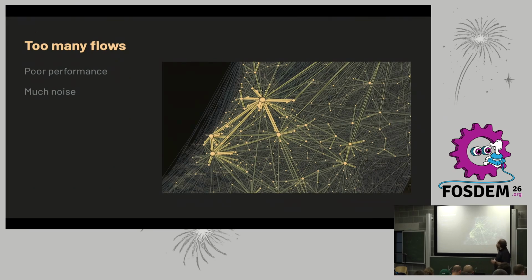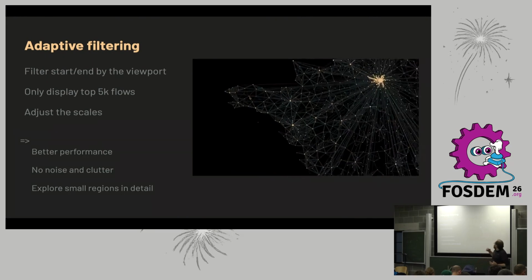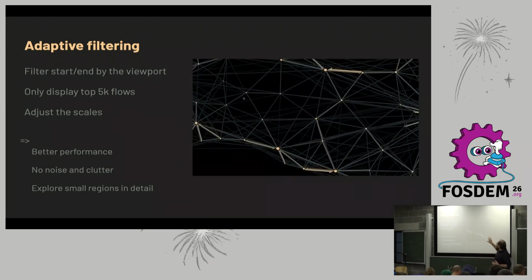But still, with all these techniques, often you have too many flows, which produce a noisy picture, and the performance is not that great when you have to render all of them. But many of them are actually noise. Like here, you see there are flows which start and end outside of the viewport. What's the point of rendering them? They only obscure the picture. So what Flowmap.gl is doing is actually adaptive filtering.